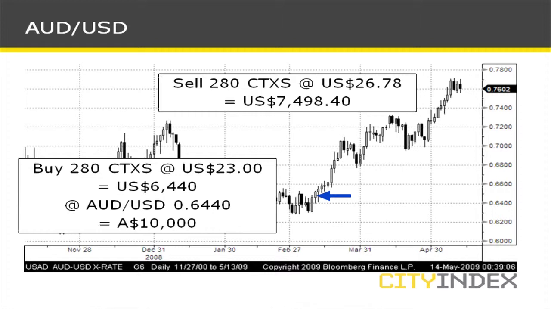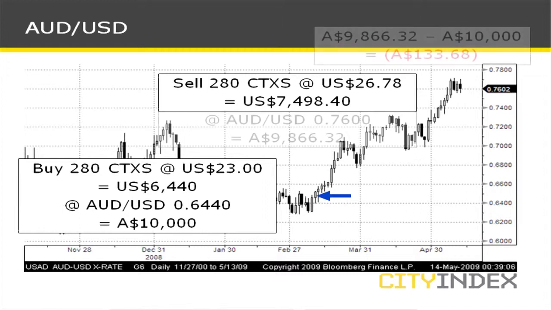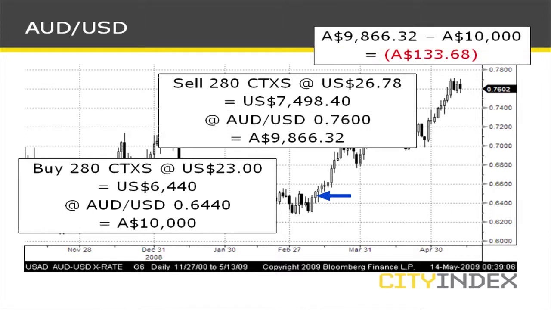When we closed out the trade and we sold our 280 Citrix shares at $26.78, the Aussie at this time had rallied to around about 76 cents. And so when we did the conversion of the proceeds from this sale back into Aussie dollars, we received $9,866.32. We actually lost $133.68 on this trade that was looking so good.